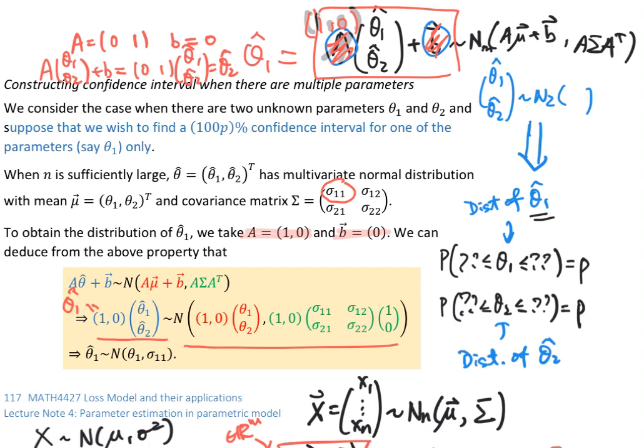Then using the same property, you can argue that the second MLE will follow the normal distribution with mean equal to theta 2, and the variance is sigma 2 2, which is the second diagonal entry of your covariance matrix. This is how we get the distribution of a single parameter.